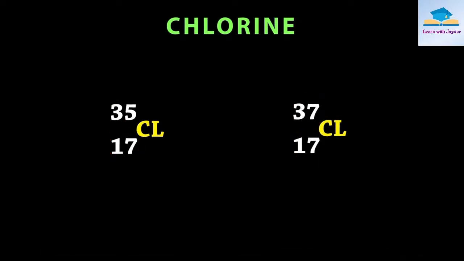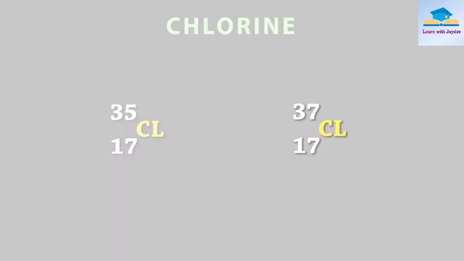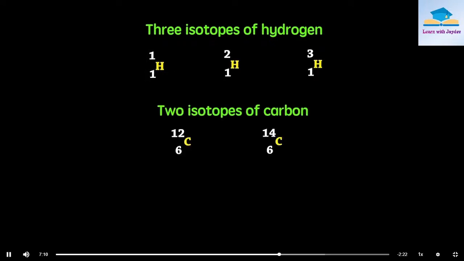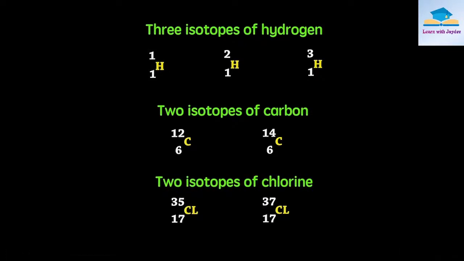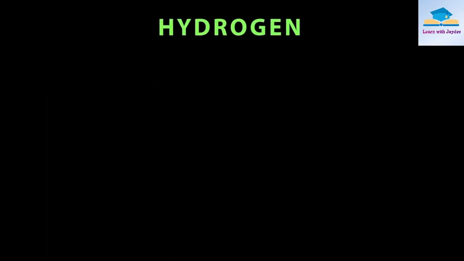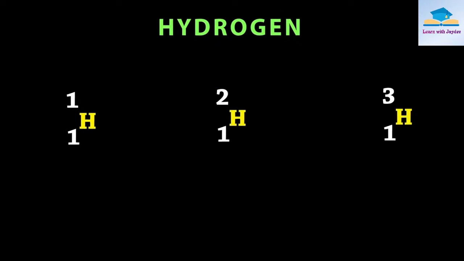So, on the basis of this example, we can say that there are 3 isotopes of hydrogen, 2 isotopes of carbon, and 2 for chlorine. That is, isotopes are defined as atoms of the same element having the same atomic number but different mass number. The chemical properties of isotopes are similar, but the physical properties are different.